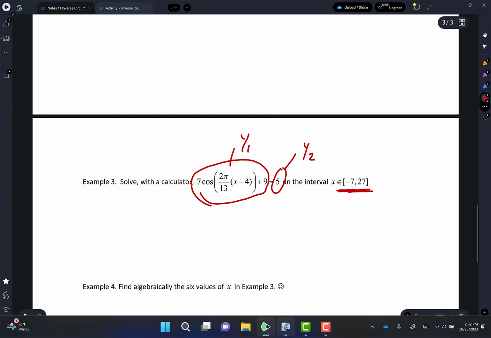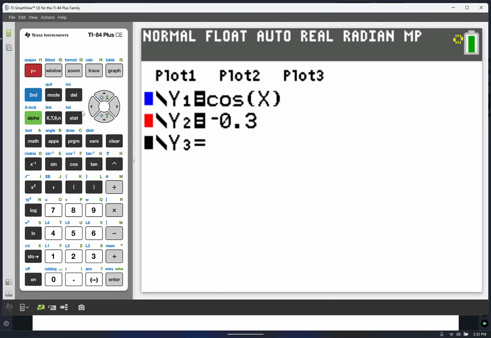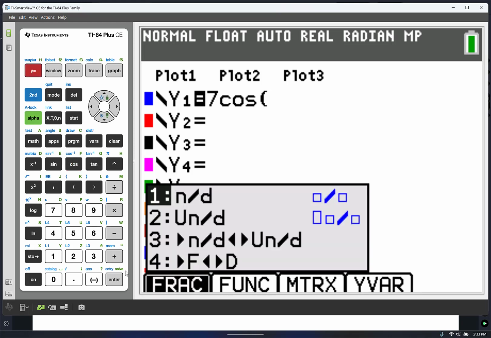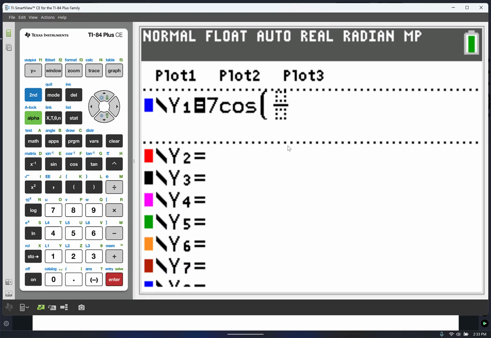So let me show you. I'm going back to y equals. Everyone try this with me, guys. Clear y1, clear y2. So what was y1? 7 cosine. And then to get the little fraction to be up and down, push alpha, y equals, and push enter, the ND, see? And you get the little fraction like that.